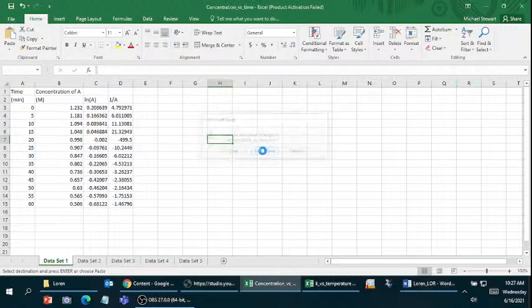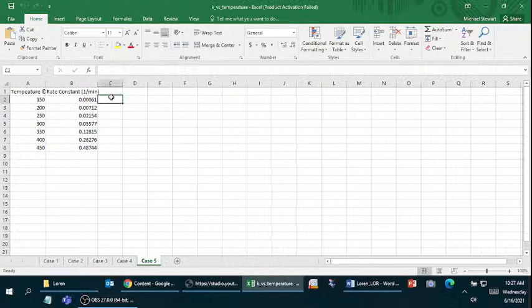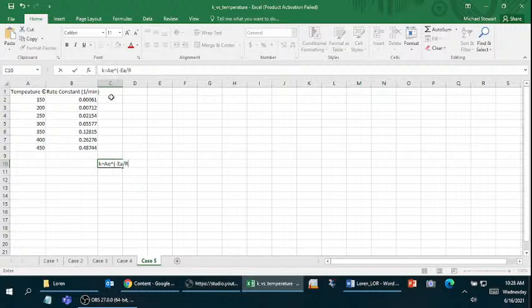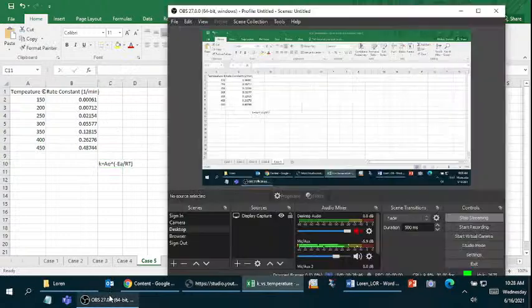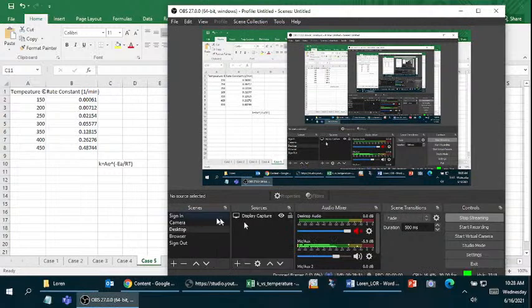The other one is K versus temperature. Now, we haven't quite gotten to this point yet, but K here has the form A e to the minus EA over RT. And this is called the Arrhenius equation. So let me talk about this really quick. And we haven't quite gotten to this.